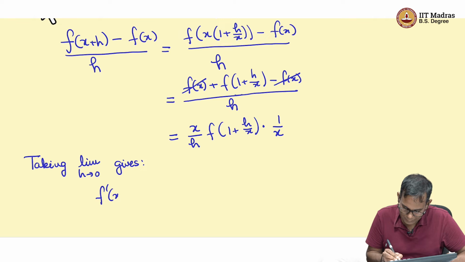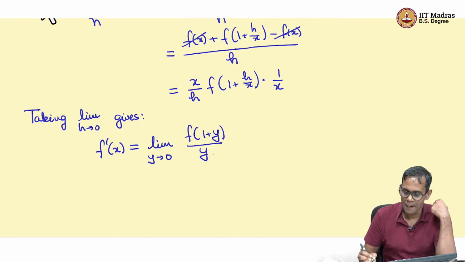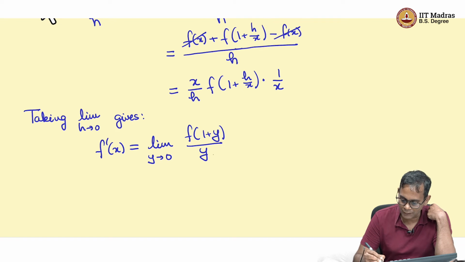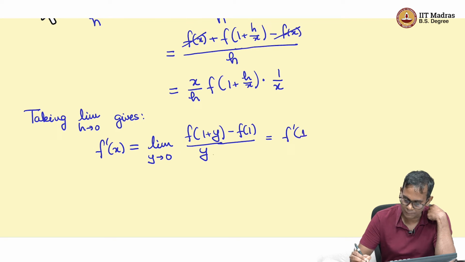f prime of x is equal to the limit as h goes to 0 of f of, now if I take this h over x and call it y, then we have limit as y goes to 0 of f of 1 plus y by y. And now using the fact that f of 1 is 0, I can write it as f of 1 plus y minus f of 1 by y, and this is just the derivative of f at 1.